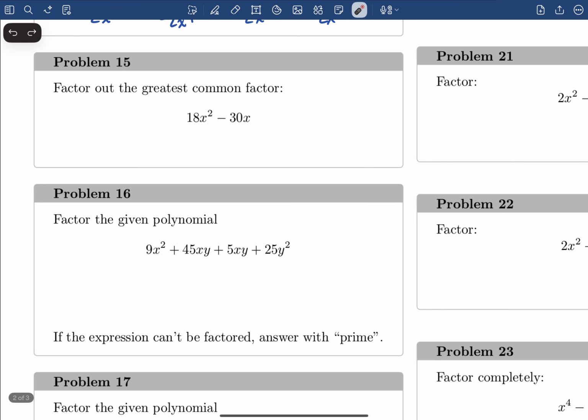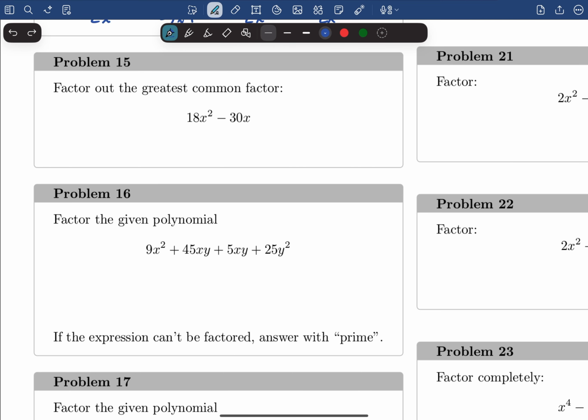Problem 15, factor out the greatest common factor. Okay, let's get out some of our factoring skills now. That's what we're going to do over the coming problems. Now, to factor out the greatest common factor out of this binomial, you have to find the GCF, right? The GCF, greatest common factor. Now, I suggest, if you're new to this especially, creating a list.